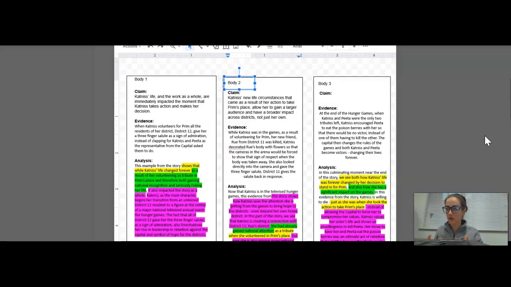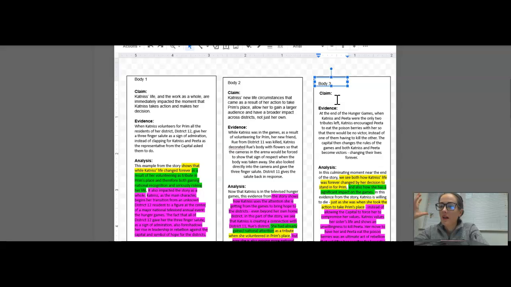So her new life circumstances, her being in the games, being on television in the games, means that she now has a huge audience in different districts, and she can have a bigger impact, not just in her own district, District 12, but in others too. Okay, now I'm going to look at the third one.